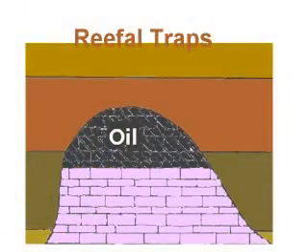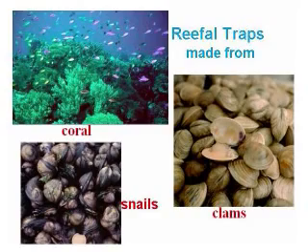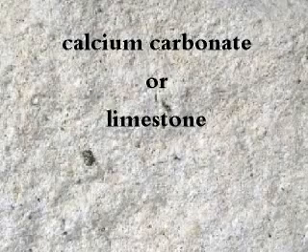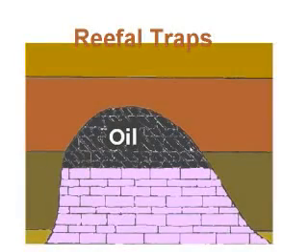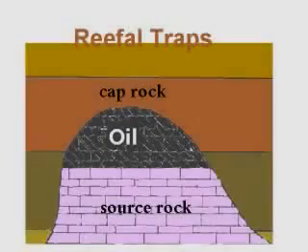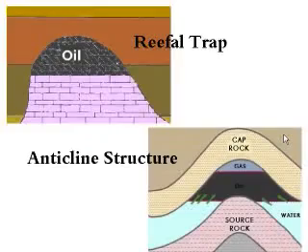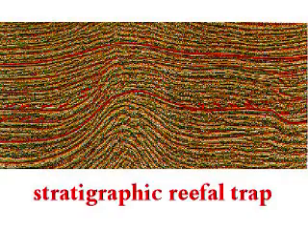Reefal traps are formed where millions of shelled animals died, like clams, snails, coral, and where they got buried on the bottom of the ocean. These shells, made of calcium, are buried and crushed into calcium carbonate or limestone rocks, our standard reservoir rock here in the UAE. Reefal traps are excellent places to find oil. Oil migrates into them from the source rock and flows to the top of the trap, where it will be stopped by a cap rock. They look like an anticline, but they are not. Reefal traps are stratigraphic, meaning they were formed during the deposition of layers of dead animals.